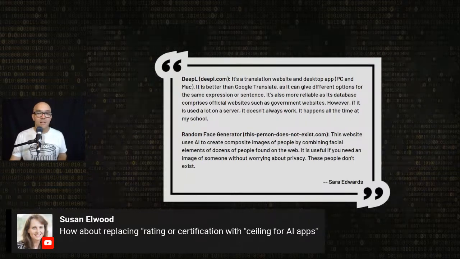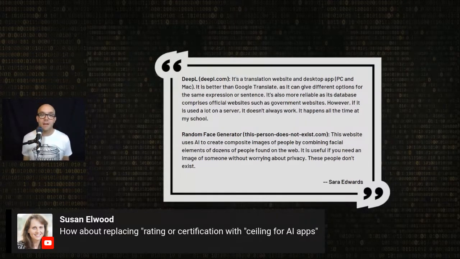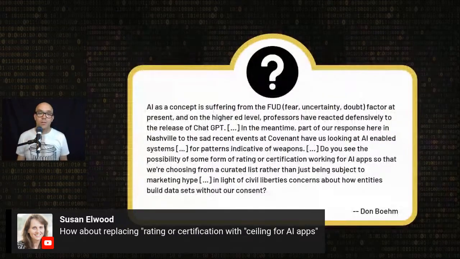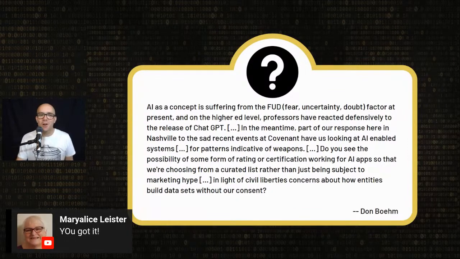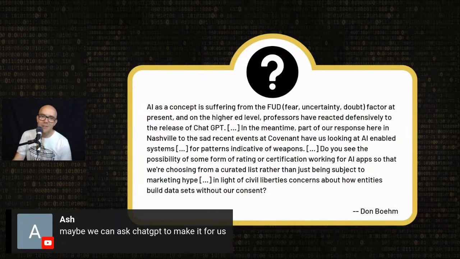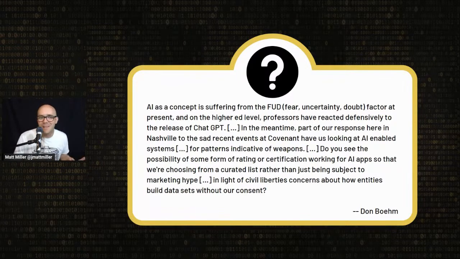Susan's going to take on Dawn's question. She says, how about replacing rating or certification with sealing for AI apps? Interesting. Okay. So Mary Alice is willing to share her Excel sheet, which is awesome. Ash says maybe we can ask ChatGPT to make it for us. That's kind of like the answer to all of our questions, isn't it? So anyway, more food for thought when it comes to this question right here.